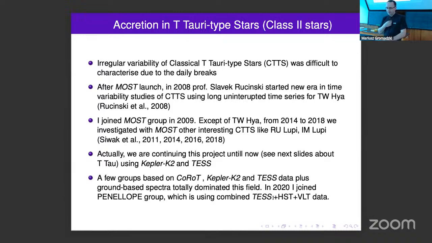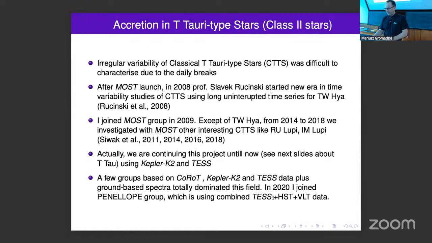I joined this project in 2009 in Toronto. Together with Sławek and the MOST team, we investigated other interesting classical T Tauri-type stars. I was actually talking about those stars 11 years ago when I was here. I will not repeat the same, but I will just show something obtained very recently for T Tauri using Kepler and TESS, because MOST is decommissioned.